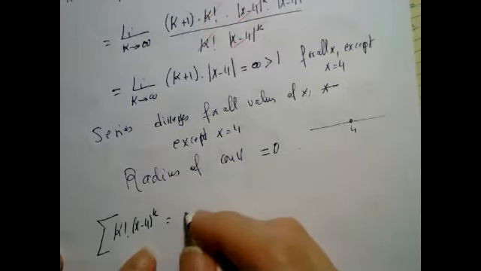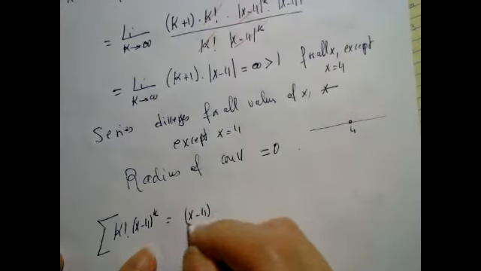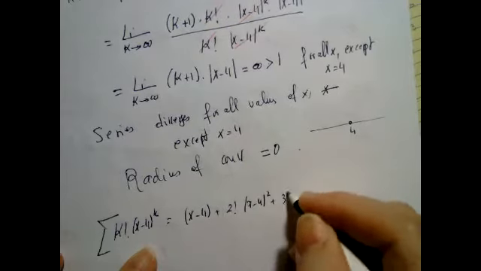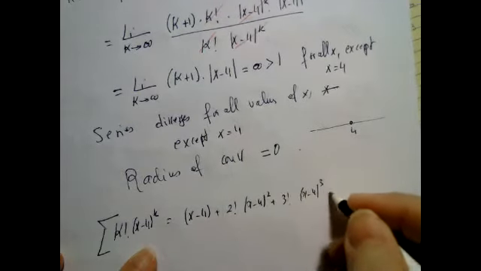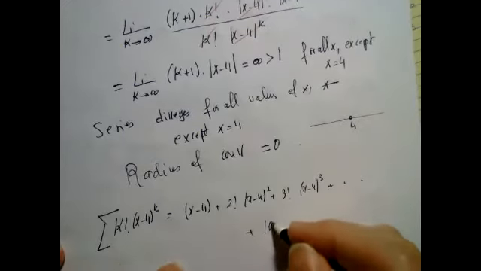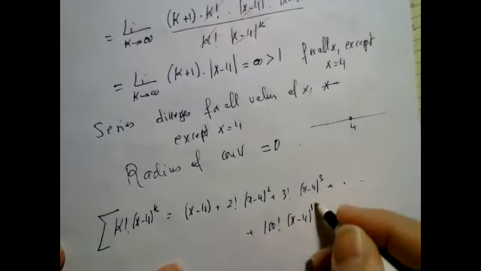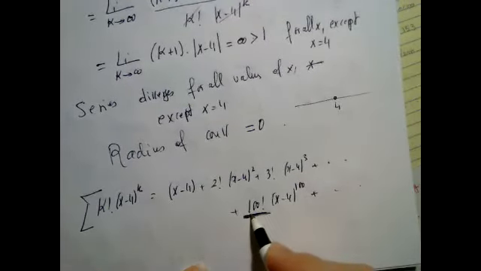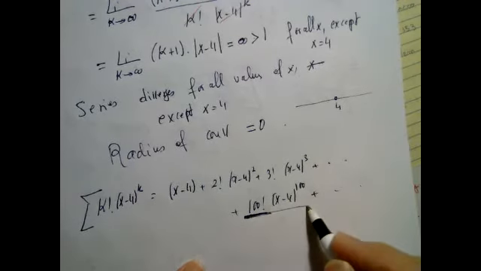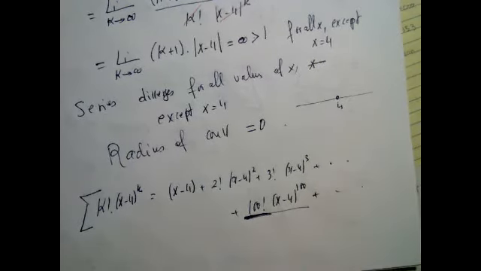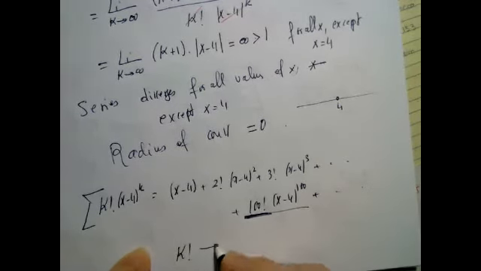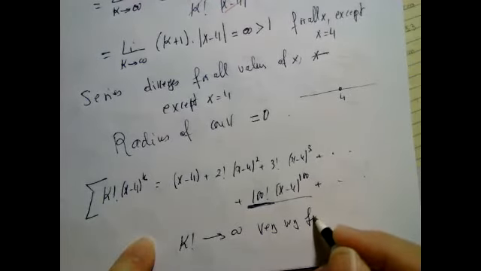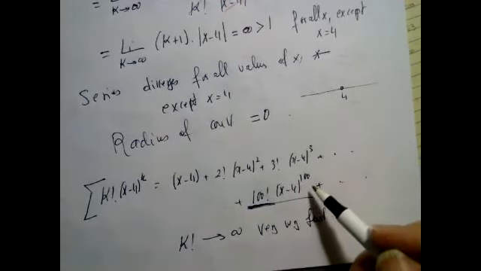So it's something like x minus 4, plus 2 factorial times (x minus 4) squared, plus 3 factorial times (x minus 4) to the power 3, plus so on, up to 100 factorial times (x minus 4) to the power 100. That's the type of series. The reason is that factorial goes to infinity faster than anything else. In other words, k factorial goes to infinity very, very fast. Faster than the power. Very, very fast.